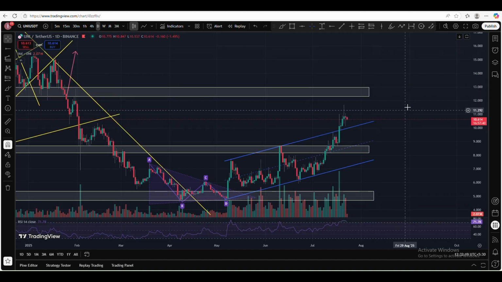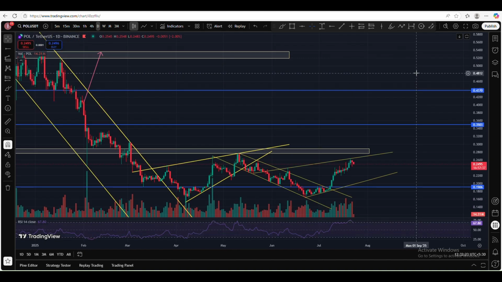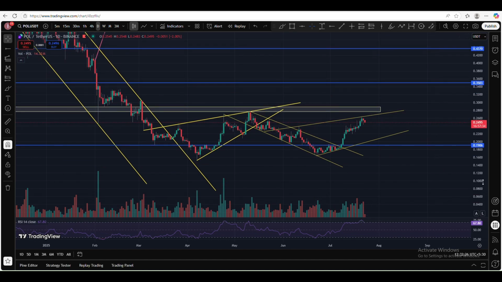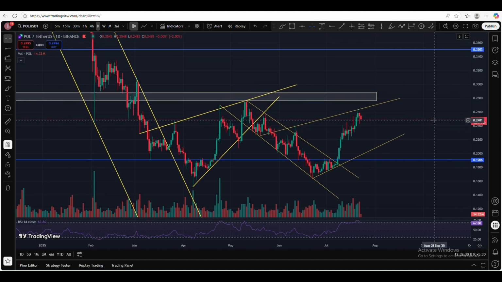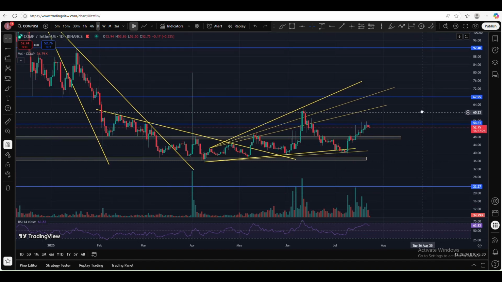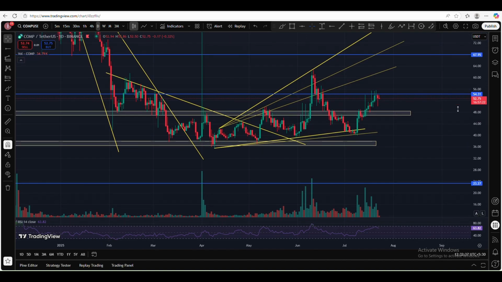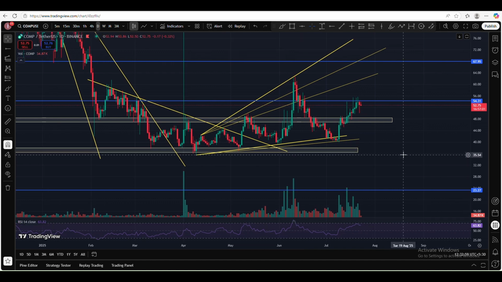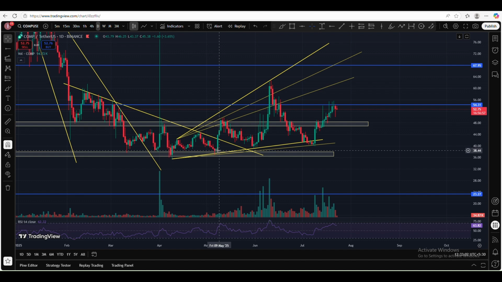Next, UNI token, hold. COMP, actually I entered the trade at this level on COMP, and I closed the trade at this level. We can see a good chart, a very predictable chart. This level moves up, then down, up, down, and now up.